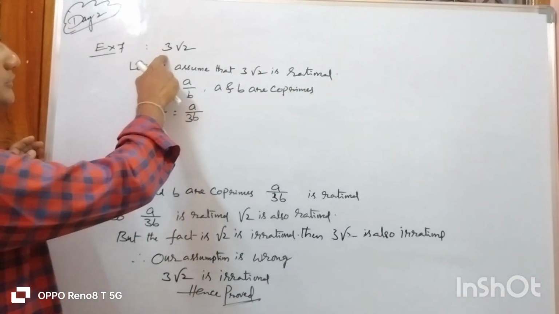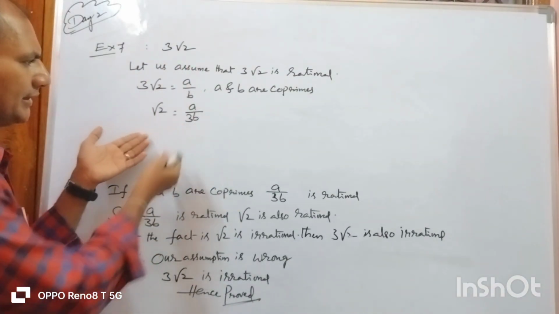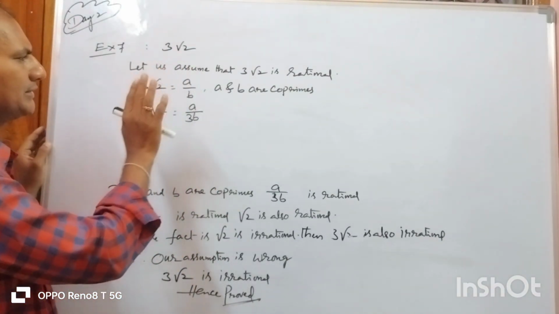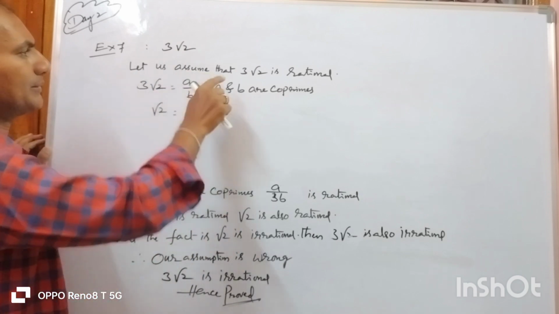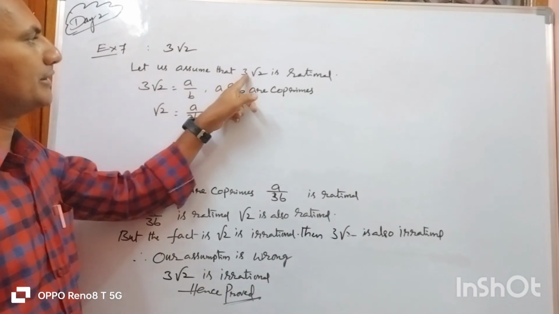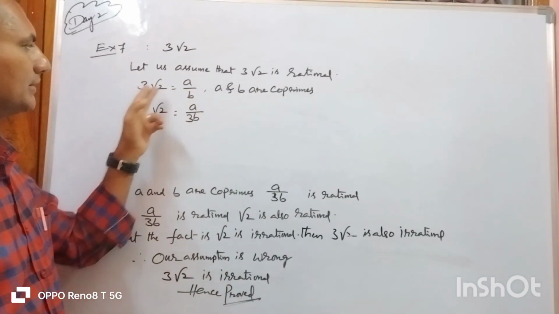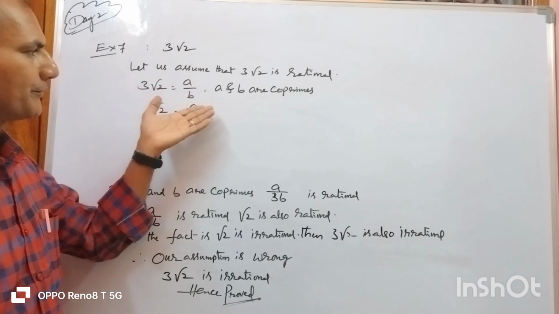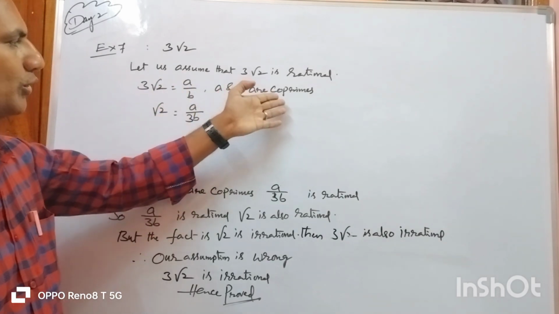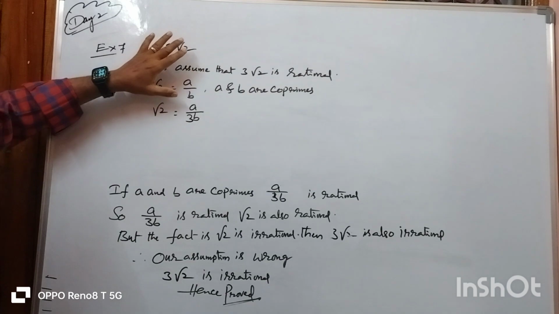So 3 root 2, we cannot simplify this, right? First step is the same, second step is the same. First step is, let us assume that 3 root 2 is rational. Second step is a by b. P by q means a by b. A by b means the coprimes, a and b. That is the second step.